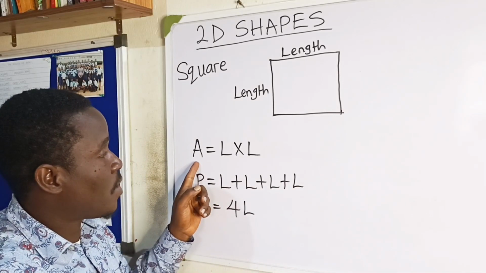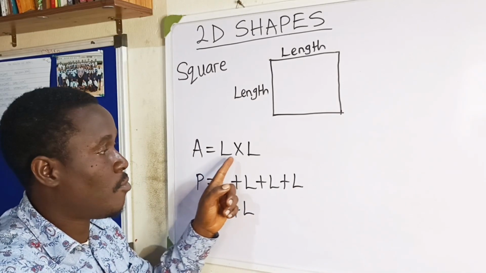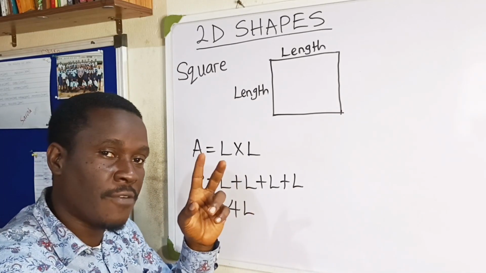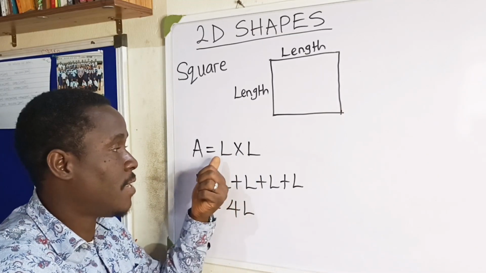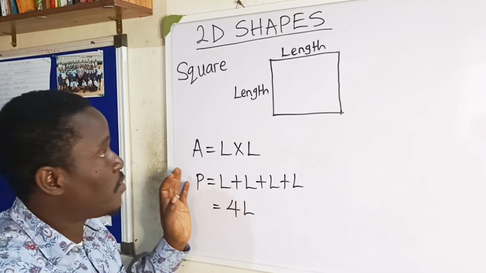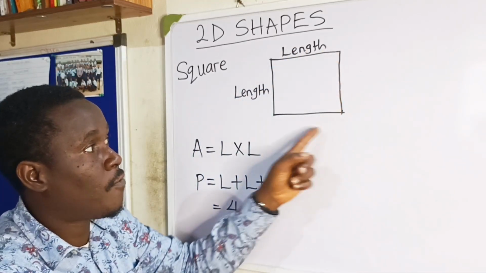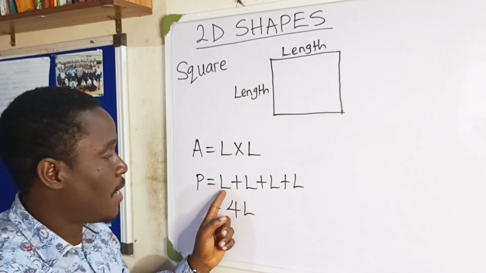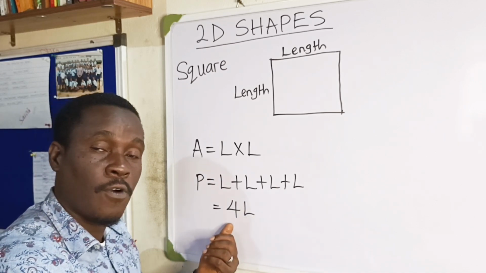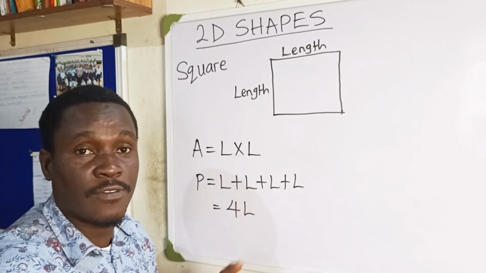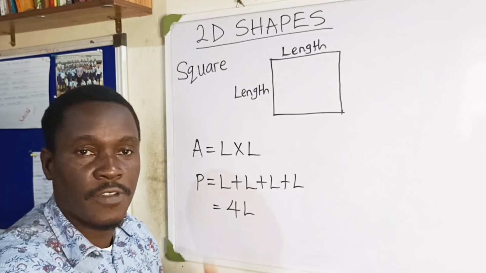For the area of the square, we have length multiplied by length. Remember, for the area of a rectangle, we have length multiplied by width. But over here, we have length multiplied by length. For the perimeter, we're adding all 4 lengths together. So length plus length plus length plus length, which gives us 4 length. So these are the formulas for solving area and perimeter of a square.